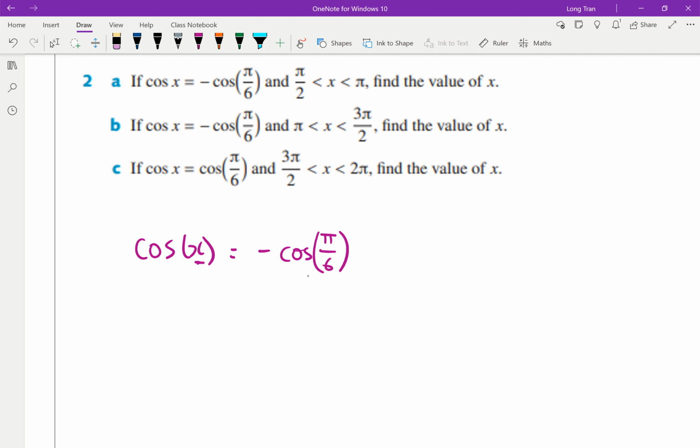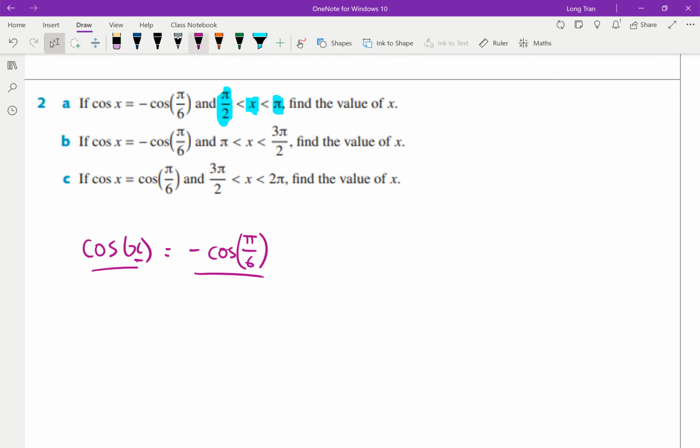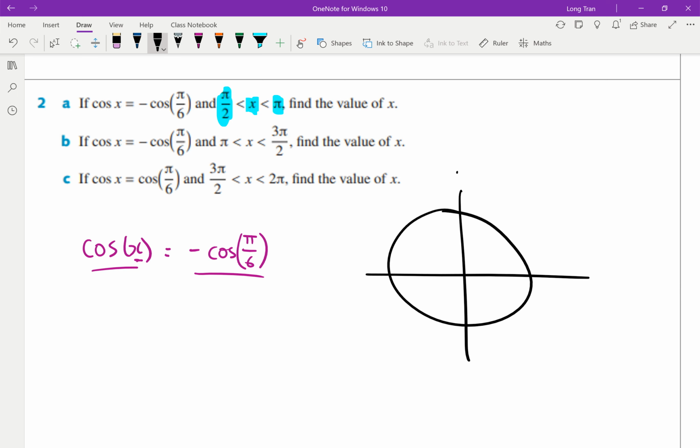I do. I know cos of pi on 6 is root 3 on 2, and so it's negative root 3 on 2. But ignore that for now. We're saying that cos of this angle is equal to the negative cos of pi on 6. Now they tell us the region. They tell us x is from pi on 2 to pi. All right, so we didn't know what angle x is, but if I were to draw this, they're telling me that it's from pi on 2, which is here, 90 degrees, to pi, which is 180 degrees. They're saying that you have to be within this region here.